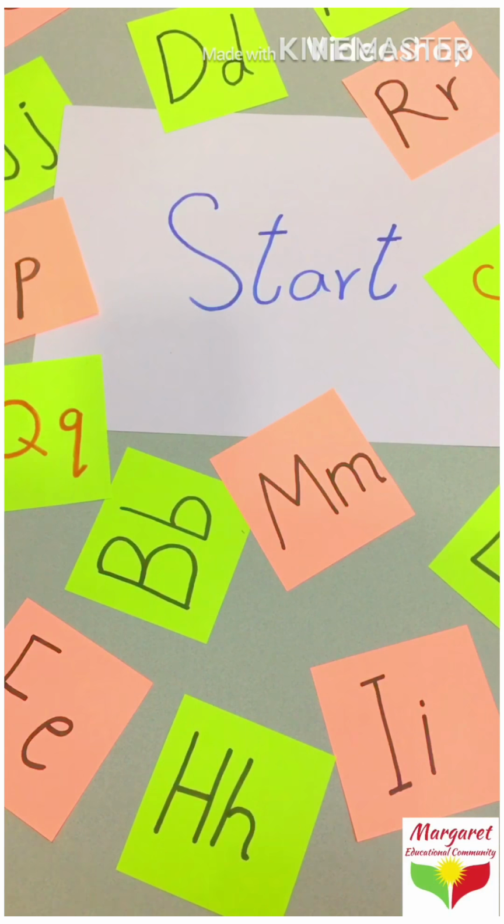And a straight line at the top. The small one. A straight line is going down, and a tail. And a straight line in the middle. Capital T, small t. Capital T, small t.